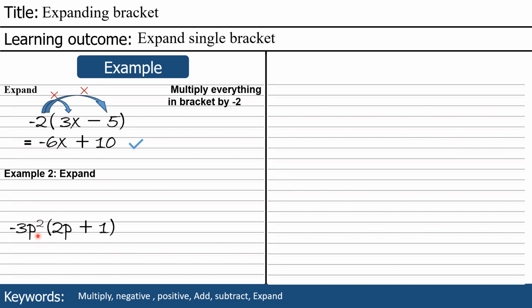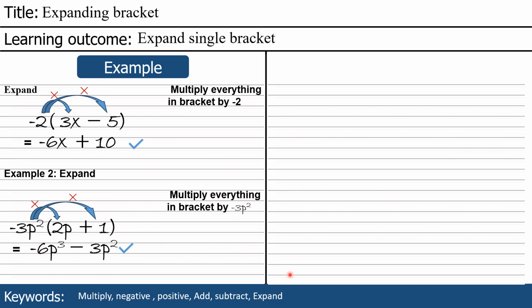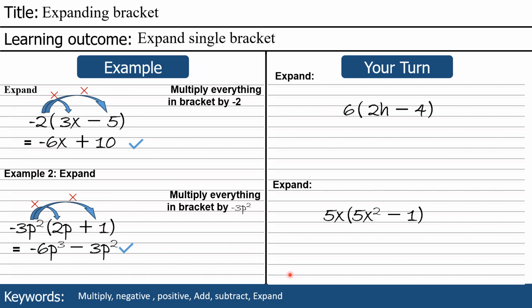So let's start. So that's negative 3p squared multiplied by 2p is negative 6p cubed. Then remember, you multiply everything in the bracket with your negative 3p squared. So that's negative 3p squared multiplied by 1 is negative 3p squared. Okay, stay with me now. You can try these questions.